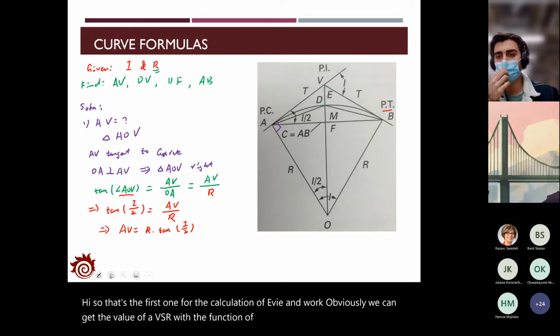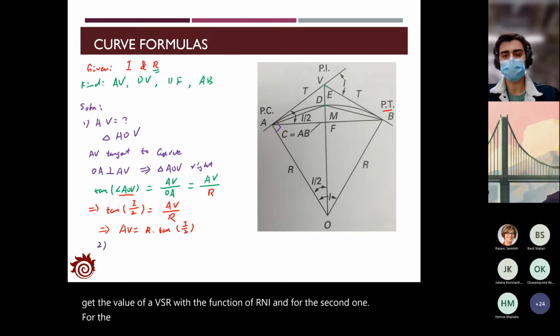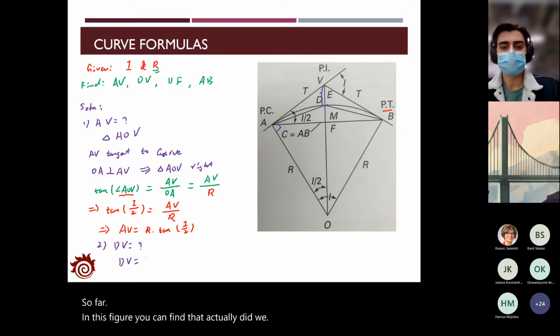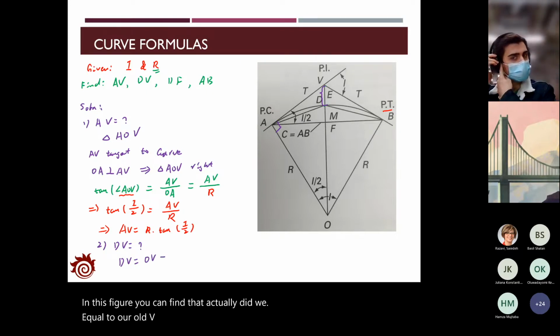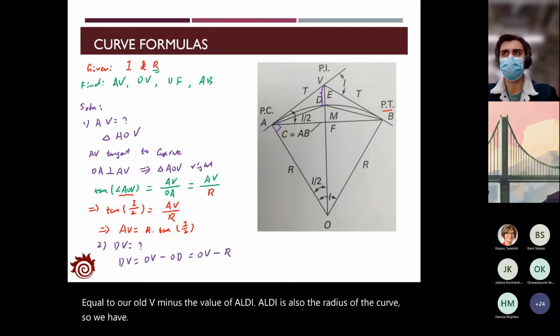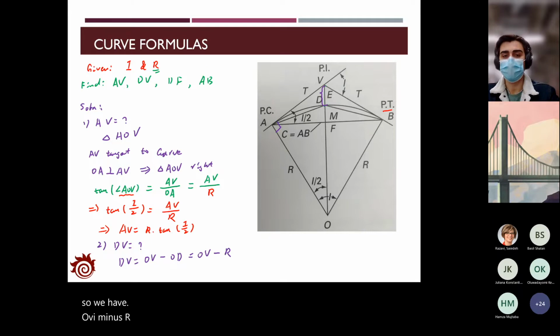And for the second one, we want to find out the distance from D to V. So in this figure, you can find that D to V equals O to V minus the value of O to D. O to D is also the radius of the curve. So we have OV minus R as the value of D to V.